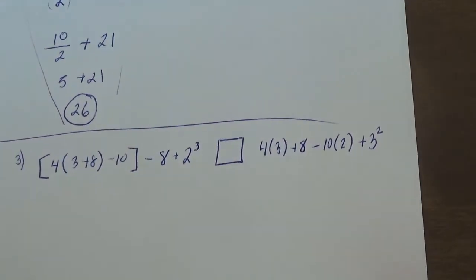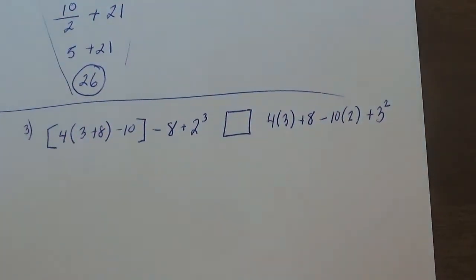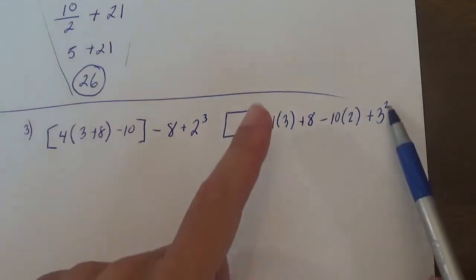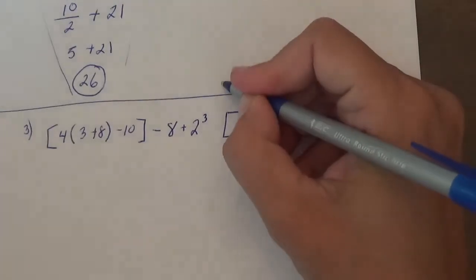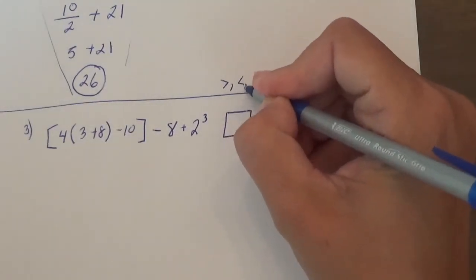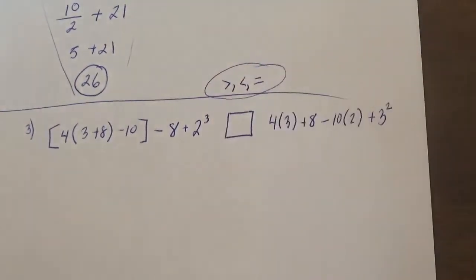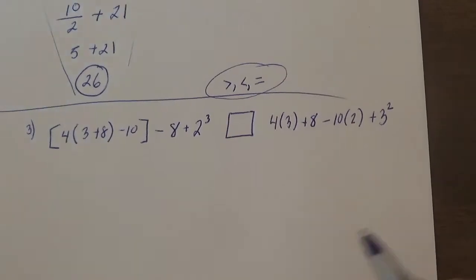Oof, love this. Okay, so what they want you to do is solve this side on its own, solve the right side on its own, and then in the box put either a greater than, a less than, or an equal to symbol. All right, that'll be the directions. Okay, so let's tackle this.